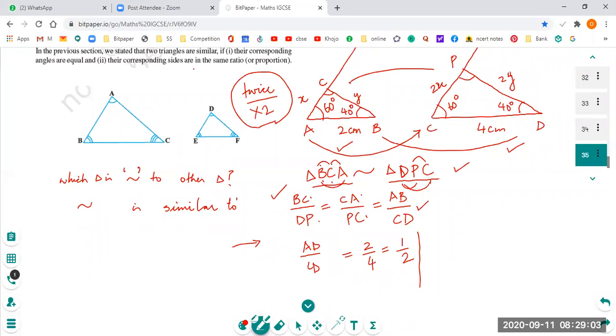Students, if in two triangles the corresponding angles are equal, automatically their corresponding sides will also be in the same ratio. Or if the corresponding sides of two similar triangles are in the same ratio, automatically students, their corresponding angles will also be, tell me students, equal. Let's say you draw a right angle triangle.